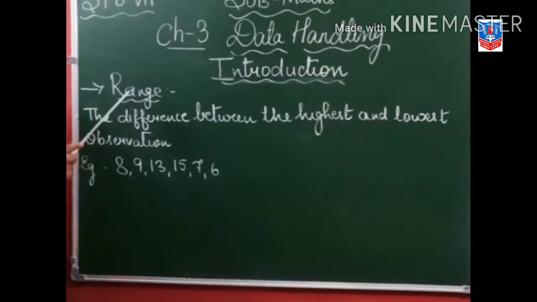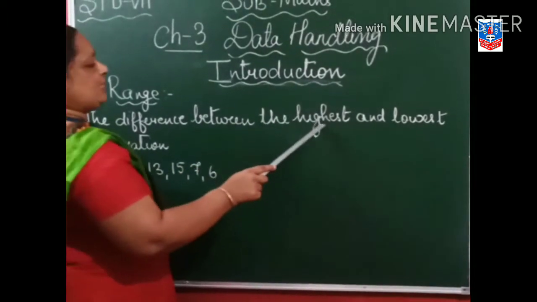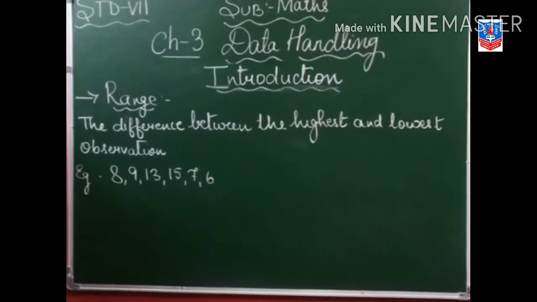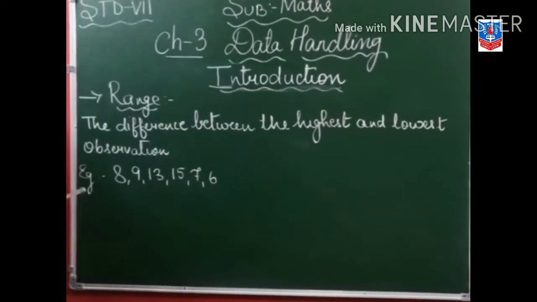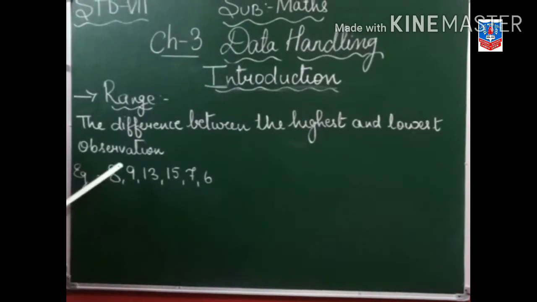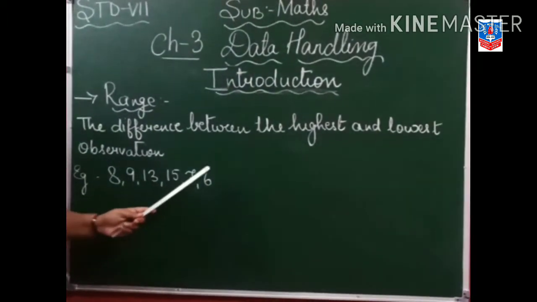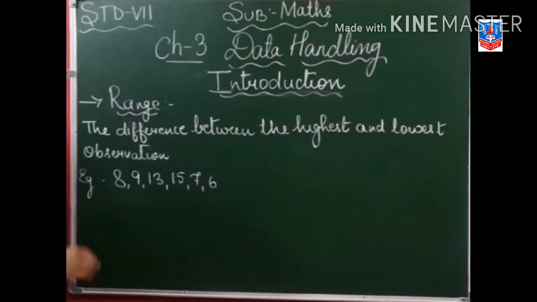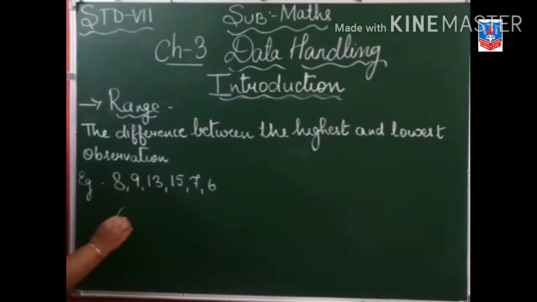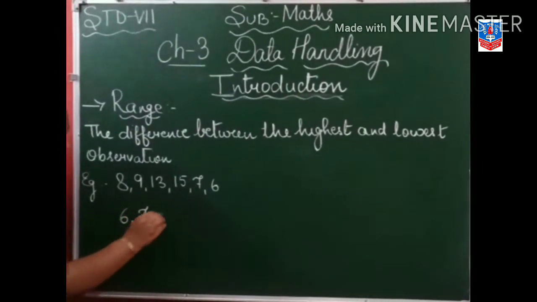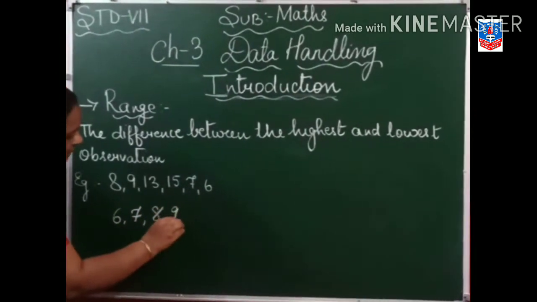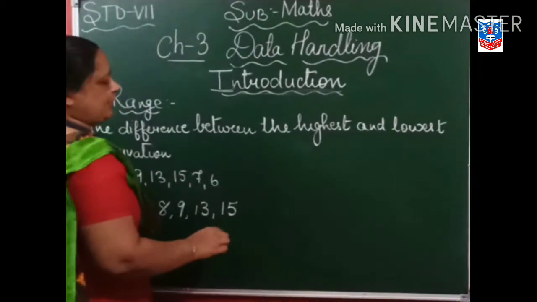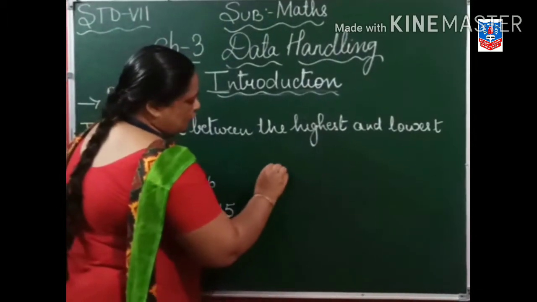Next is range. The difference between the highest and the lowest observation is called range of the data. Now see, some observations are given here: 8, 9, 13, 15, 7, 6. First what will you do? You will arrange in ascending order. So 6, 7, 8, 9, 13 and 15. Now we have to find the range.